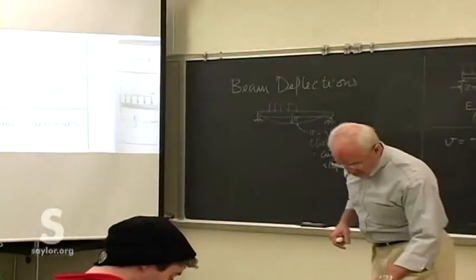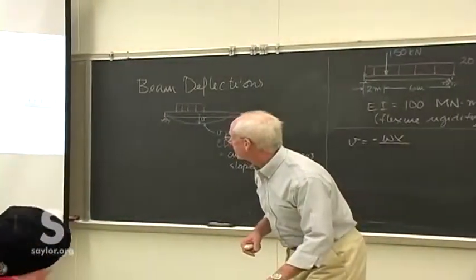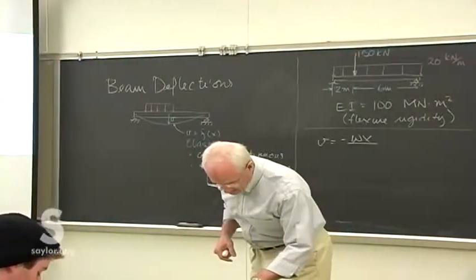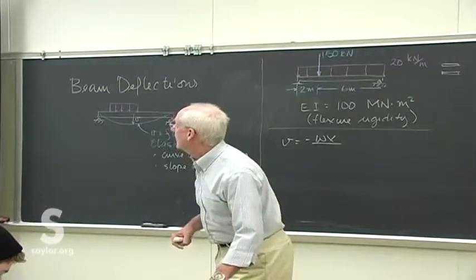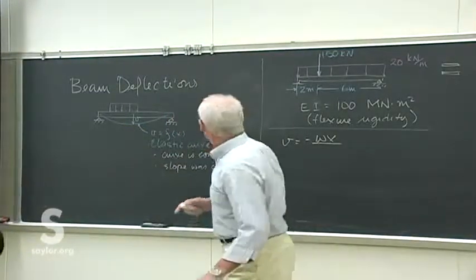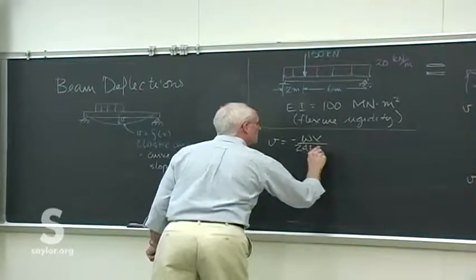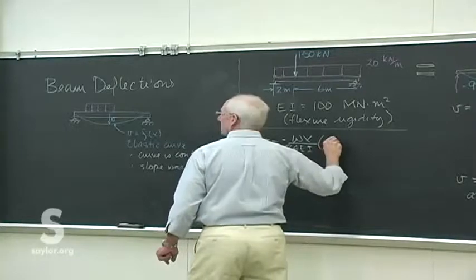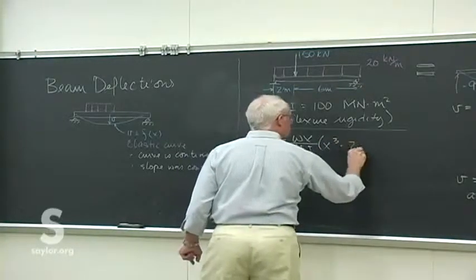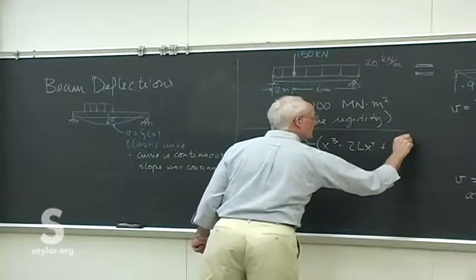over 384. Let me make sure I'm looking at the right one. Oh, I wasn't. I had actually slipped down. 24 EI. It's hard when you can't see the whole picture on the screen. x cubed minus 2L x squared plus L cubed.